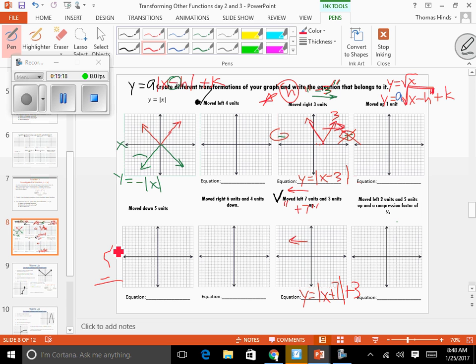What will the A tell you? What will the H tell you? They always tell you the same exact thing. Go left or right, go up or down. Once you get that pattern, then you're able to do it with any of them that they give you.